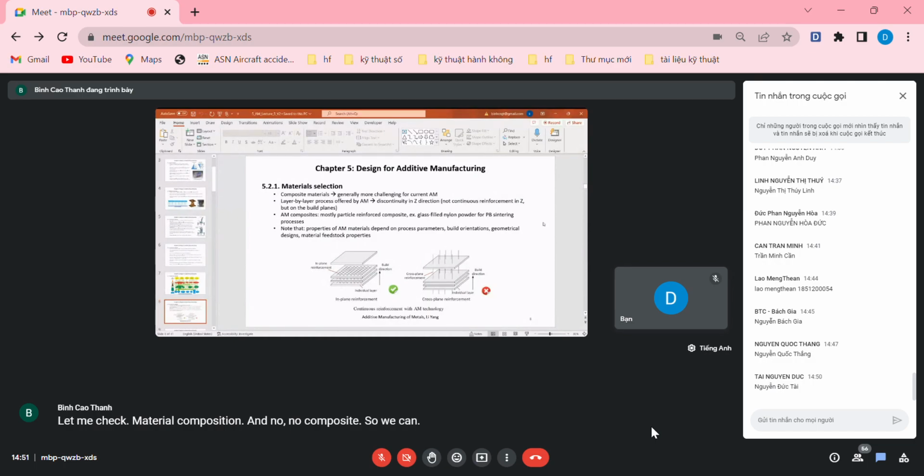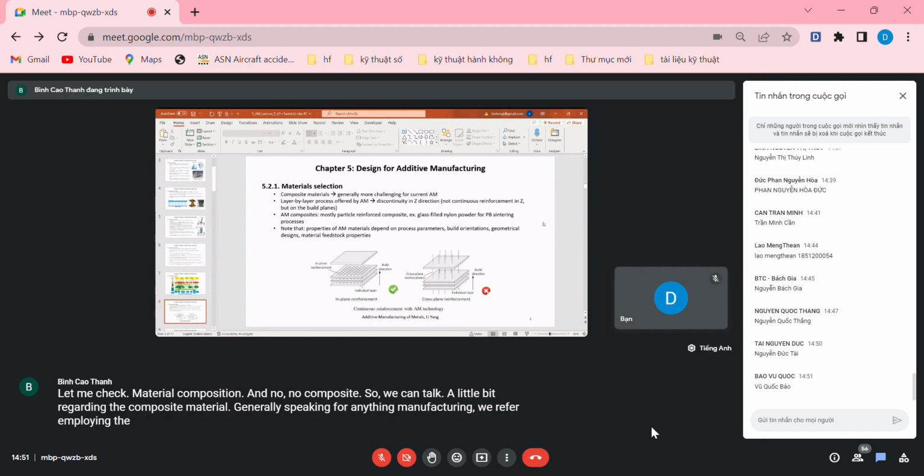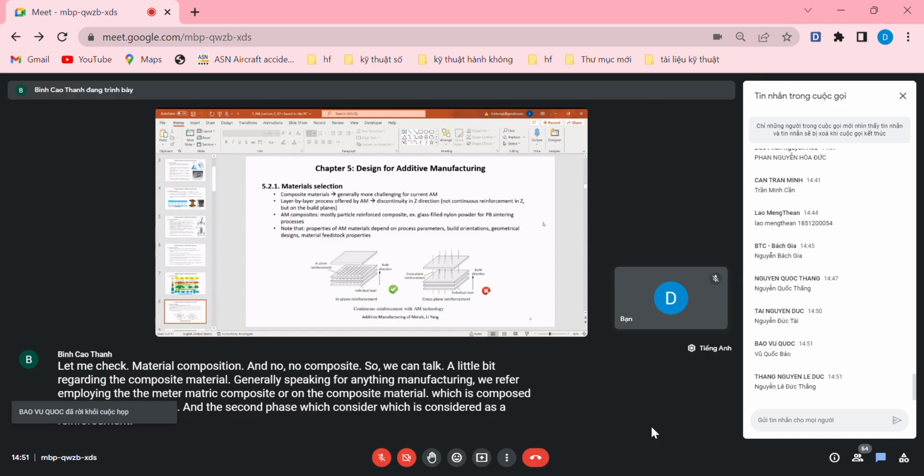So we can talk a little bit regarding the composite material. Generally speaking, for additive manufacturing, we prefer employing the metal matrix composite, or the composite material which is composed of the metal matrix and the second phase, which is considered as a reinforcement, rather than fiber reinforced composite.